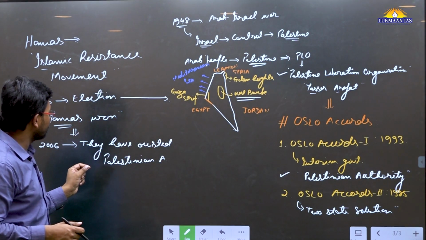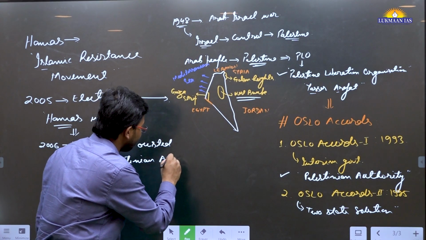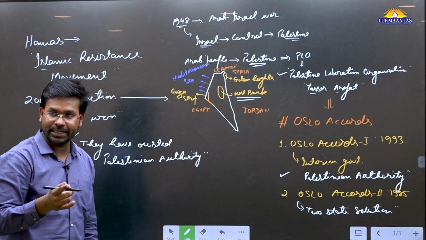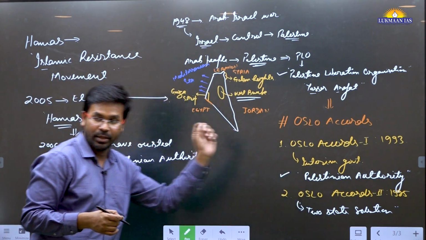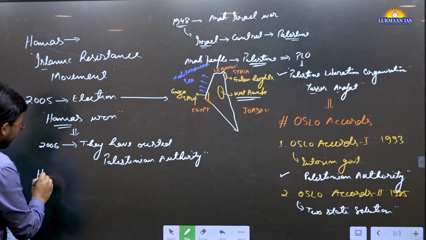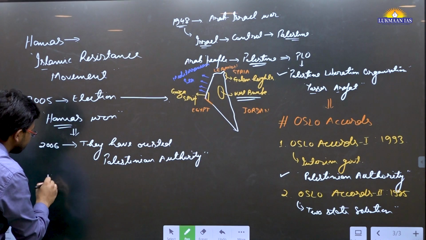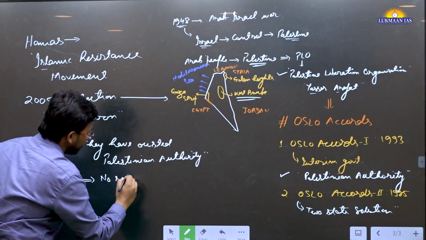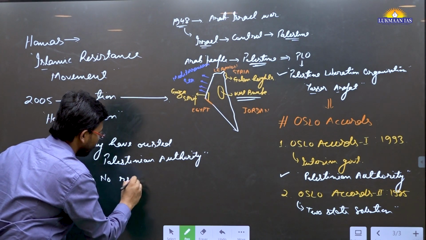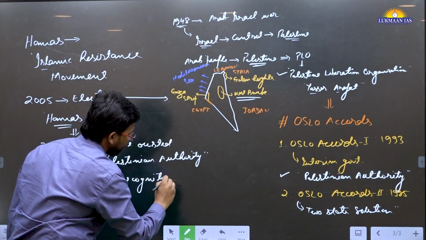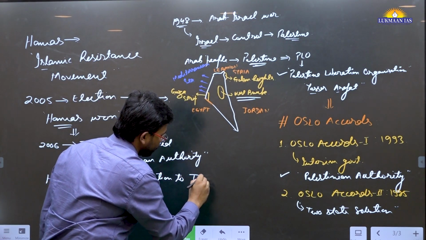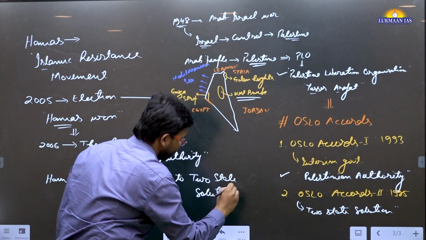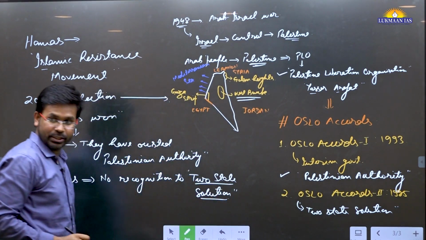So they ousted the Palestinian Authority, which was representing the Palestinians but was in favor of the two-state solution. But Hamas does not recognize the two-state solution. Hamas gives no recognition to the two-state solution.